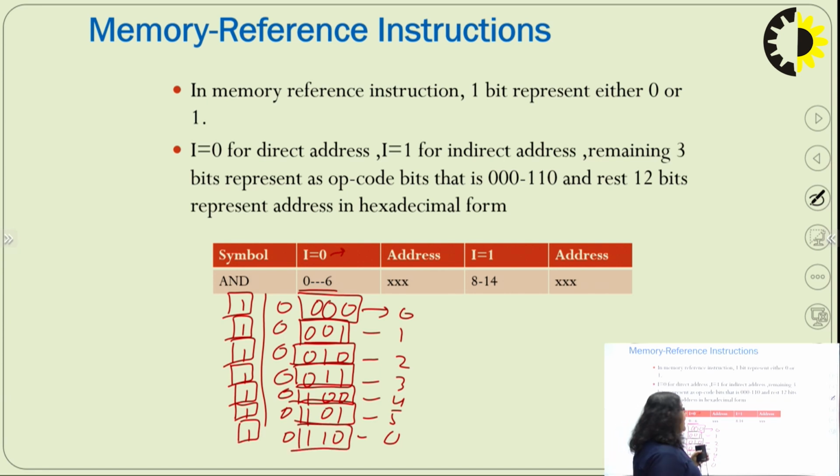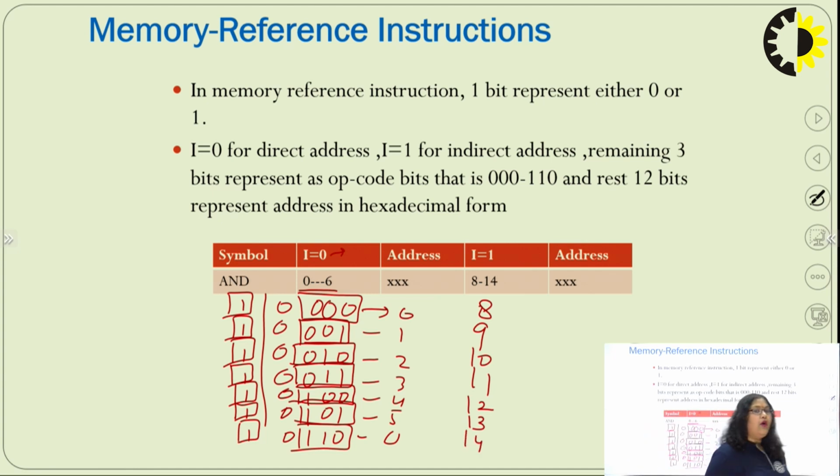So it is denoted as 1000, that is 8. 1001 is 9. 1010 is 10. 1011 is 11. 1100 is 12. 1101 is 13. 1110 is 14. But 1111 is absent in this particular format. This is the hexadecimal format, so this is the memory reference instruction hexadecimal form table.